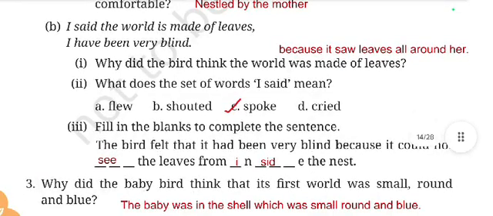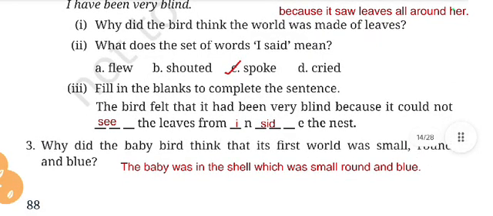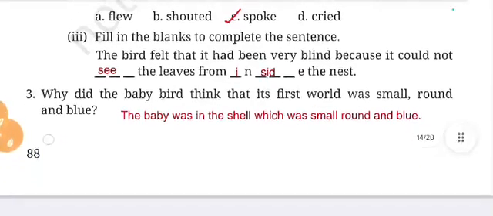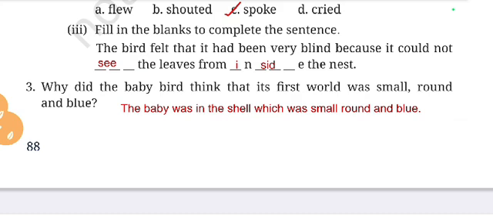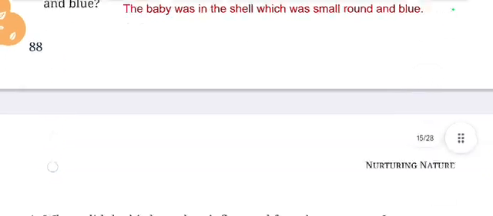What does the set of words "I have been very blind" mean? The bird spoke. Fill in the blanks to complete the sentence. The bird felt that it had been very blind because it could not see the world beyond the leaves from inside the nest. Why did the baby bird think that the first world was small and round and blue? The baby bird was in a cell which was small, round and blue.